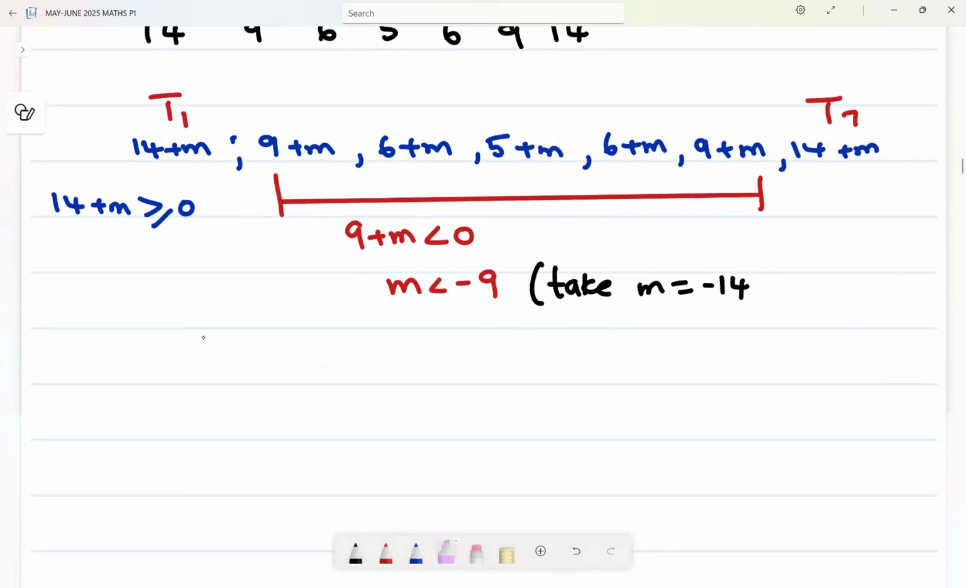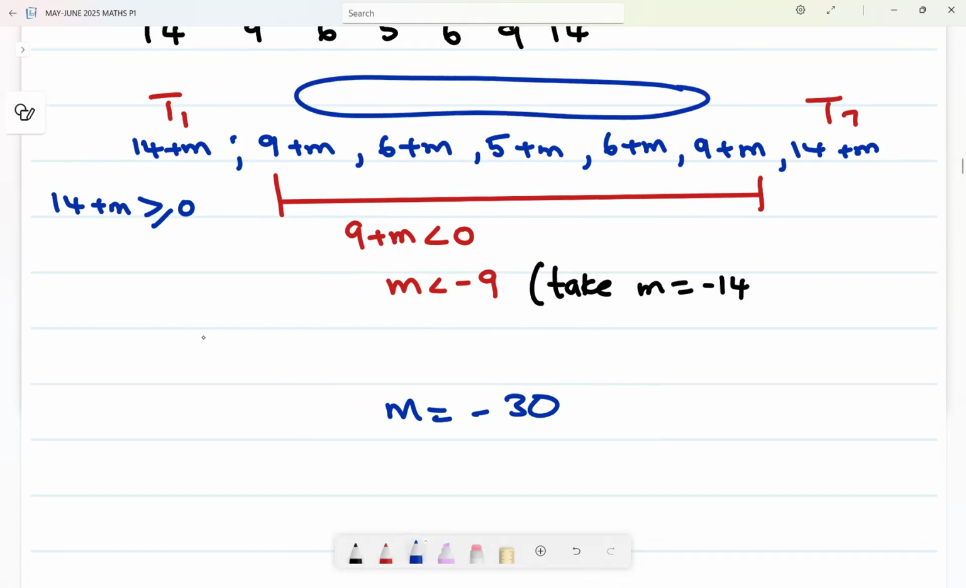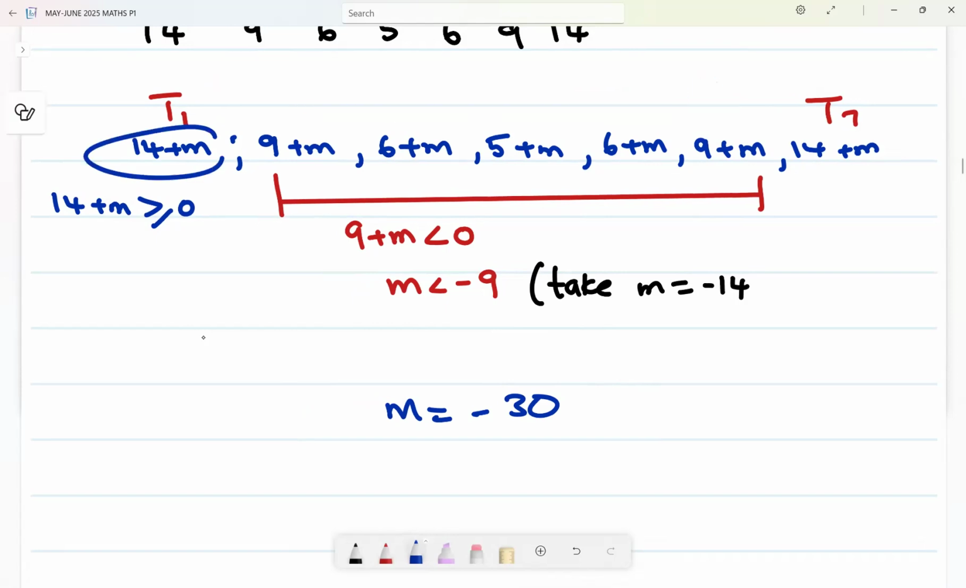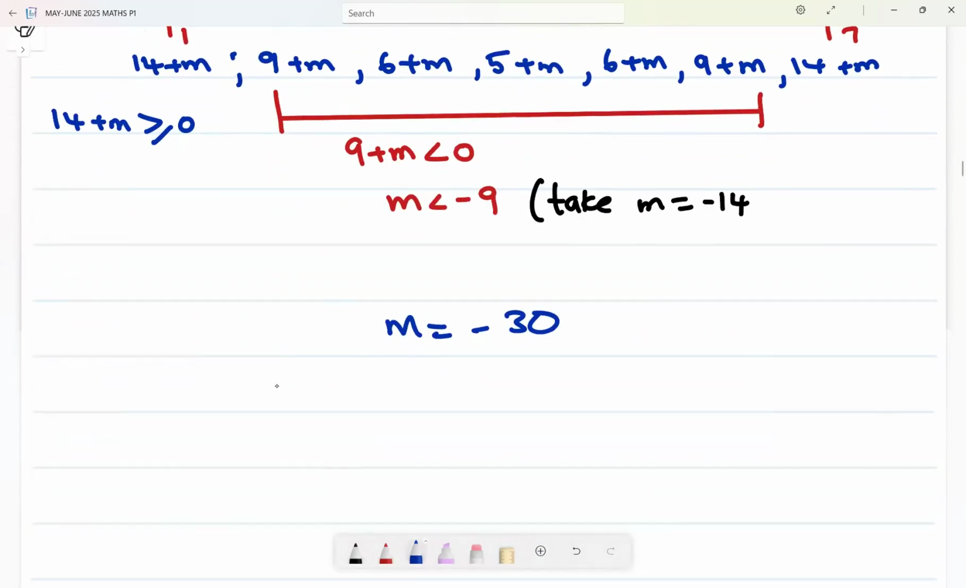But we cannot just say m should be less than negative 9, because m less than negative 9 can be m equal to negative 30. It is also less than negative 9. But if I were to substitute it here, it's going to result in a negative answer, and I don't want the first term and the seventh term to be negative. Okay, only the ones that I want to be negative are the ones in the middle. So the first term and the seventh term, I need them to be zero. They can either be zero because they did not say they cannot be zero. So they can either be zero or positive, but not negative. Hence, I need to say this term here needs to be greater than zero, which is positive, or exactly zero.